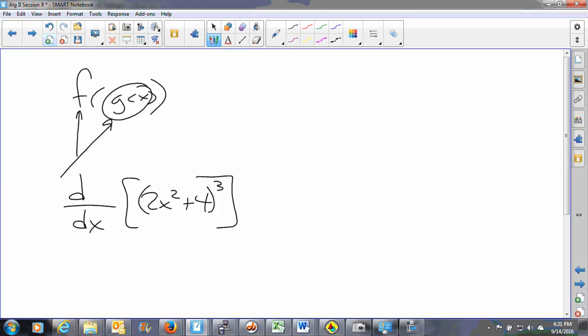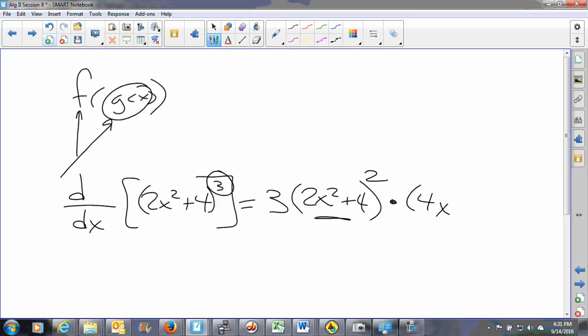See, the derivative with respect to x then, by the chain rule, notice that the outside function is the cubing function and the inside function is 2x squared plus 4. So we would get 3, that's this 3 right here, times (2x squared plus 4) to the 3 minus 1, which is 2, times then, by the chain rule, the derivative of the inside function, which would be 4x.